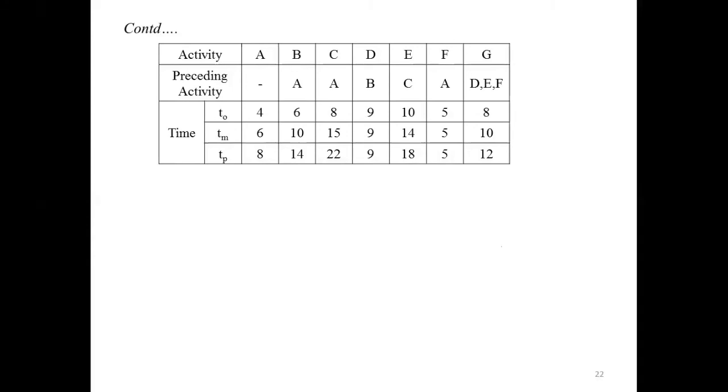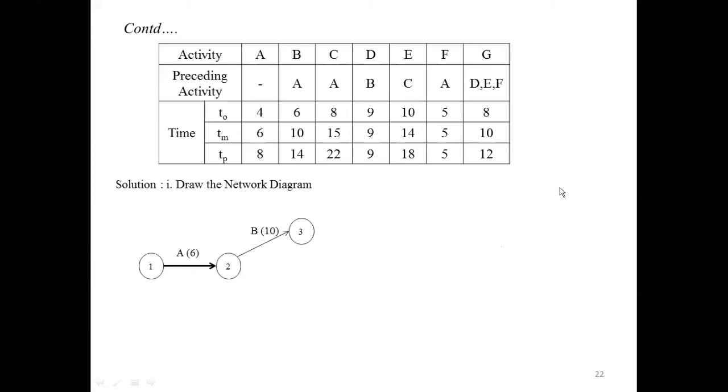Whatever question is given, when you copy down the same question, in a similar manner first you have to draw the network diagram. For activity A, the preceding activity is nil, hence you represent 2 nodes and draw an arrow. The TM value is 6. Here you write 6. For B, the preceding activity is A, so B you write in front of A. Here you represent node 3 by an arrow, corresponding to activity B. The most likely time is 10. Here you write 10.